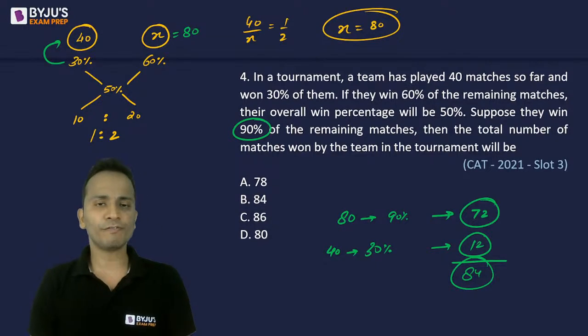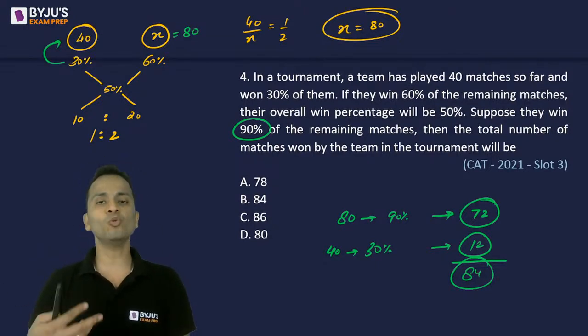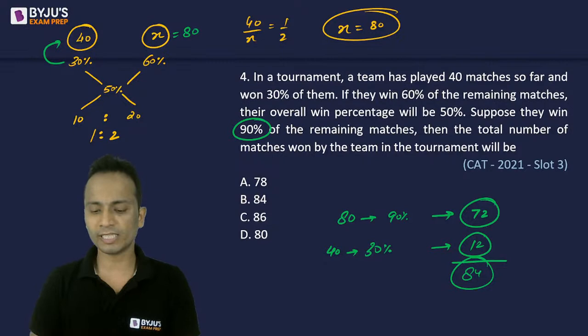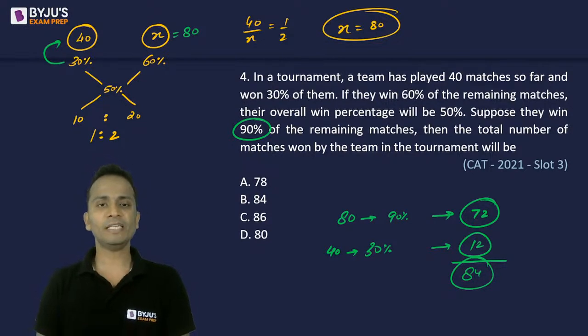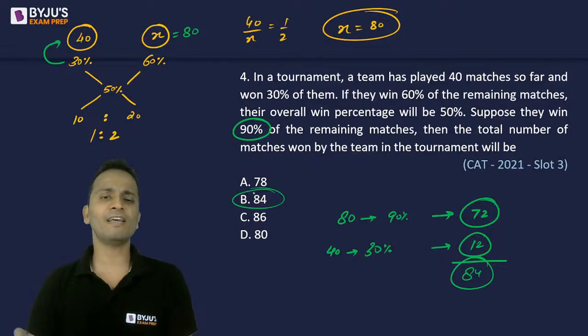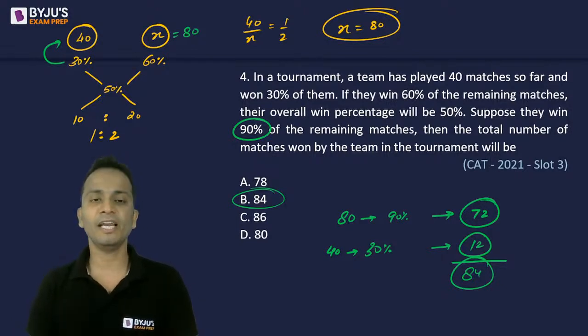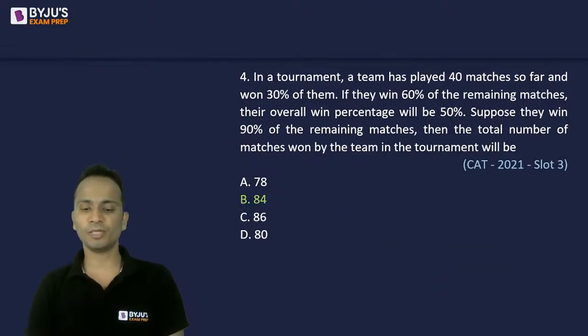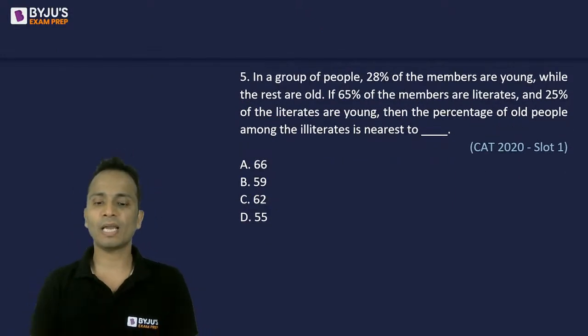I have used the method of allegations to calculate that. You can use the method of percentage to do the same thing. Okay. All right. So the final answer in every case will be the same. That is 84. Answer is option B. Let's move on and look at the next one.